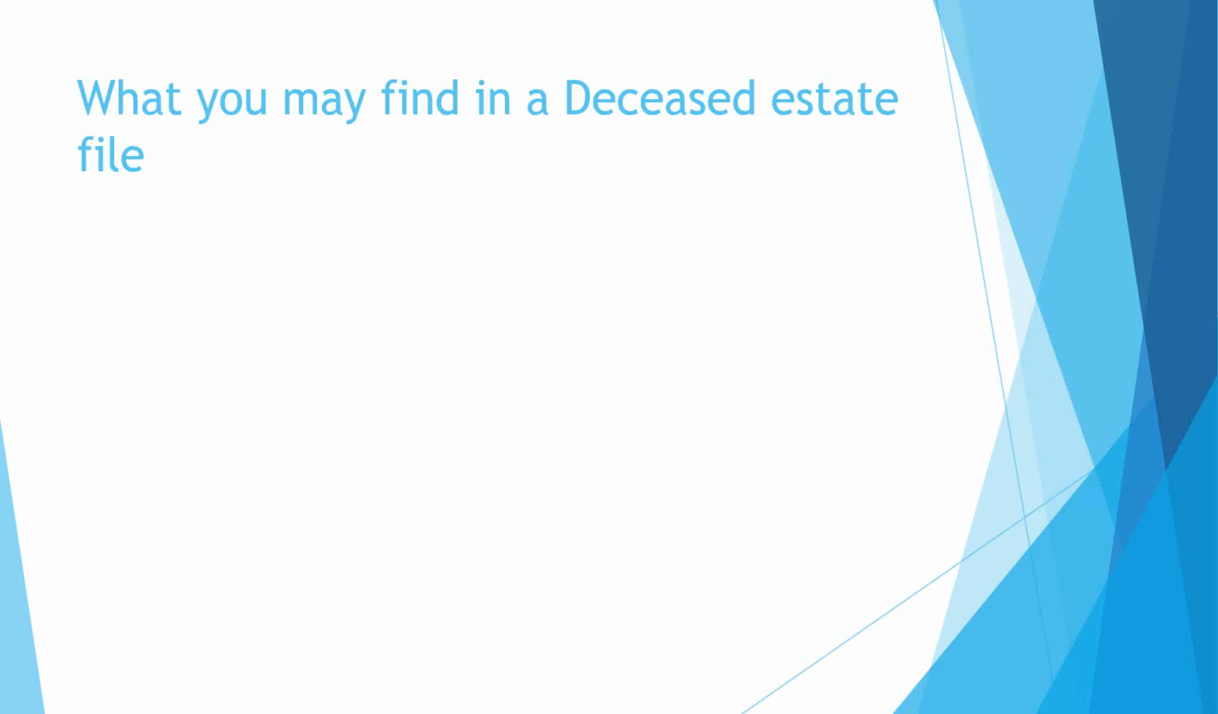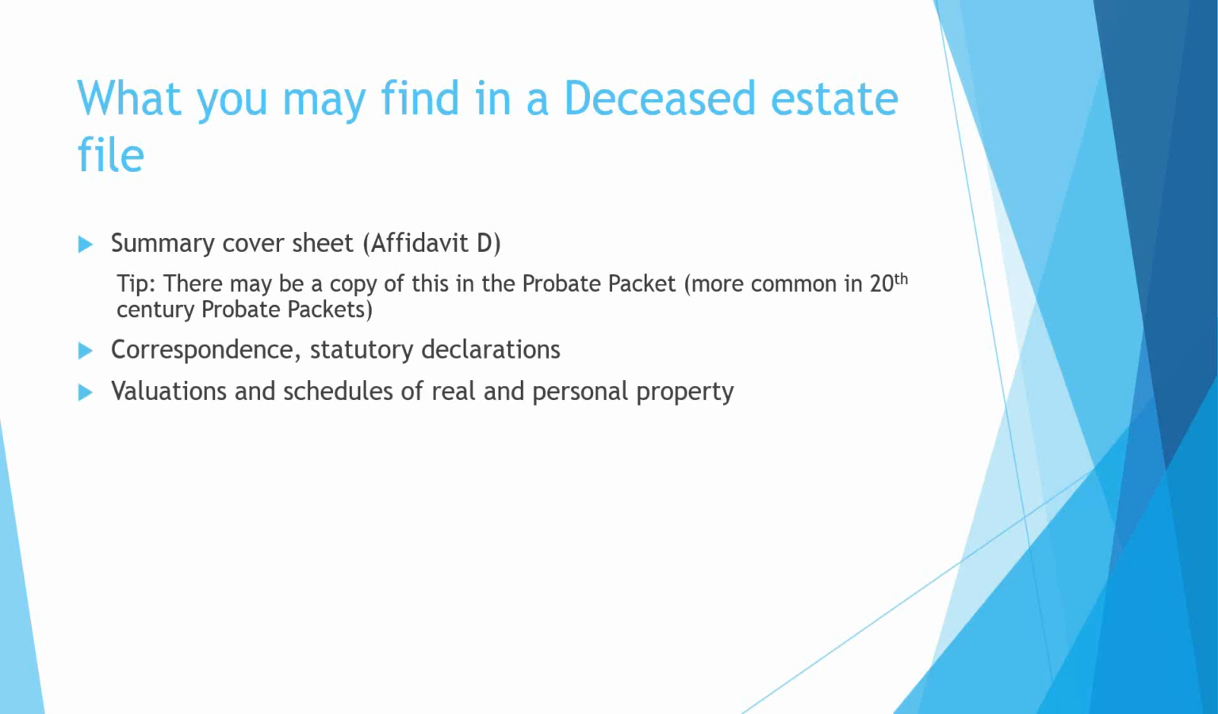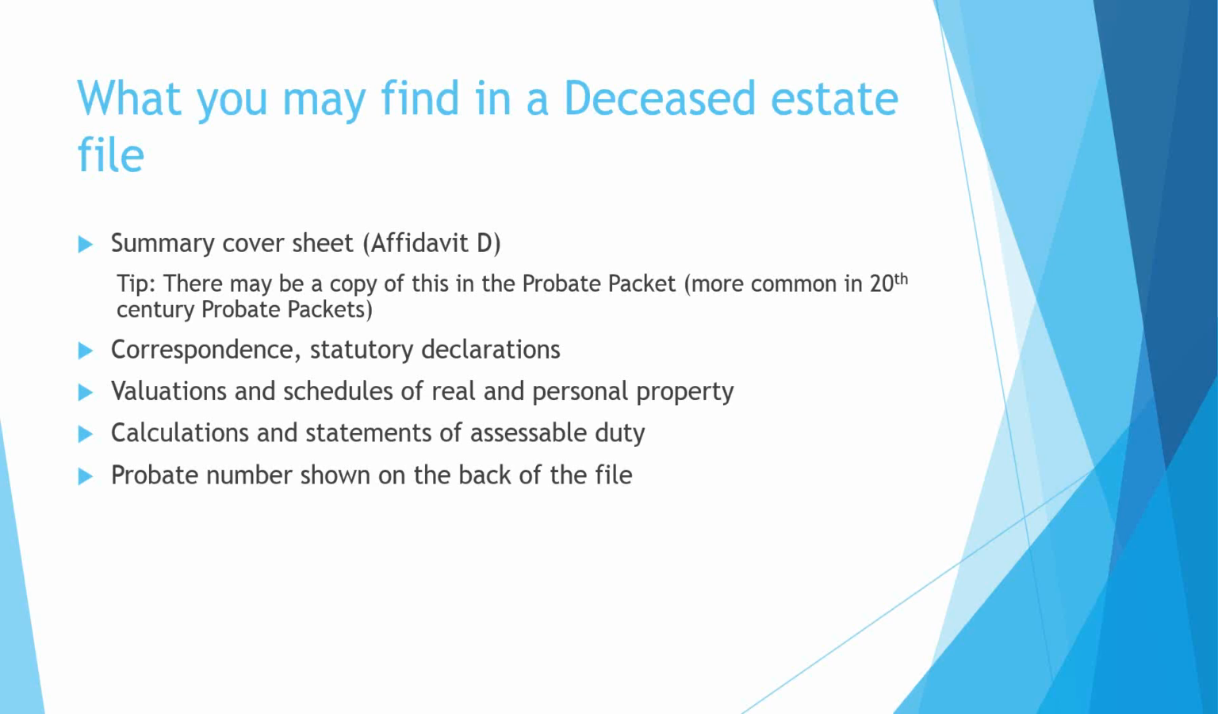All sorts of documents show up in a deceased estate file. So we've got that affidavit D again, which we saw a copy of from James Noble Stedman, more common in the 20th century probate pack. You might see correspondence, stat decs, that kind of thing. You will see valuations and schedules of real and personal property. You will probably see calculations and statements of assessable duty, given that's the point of the files.